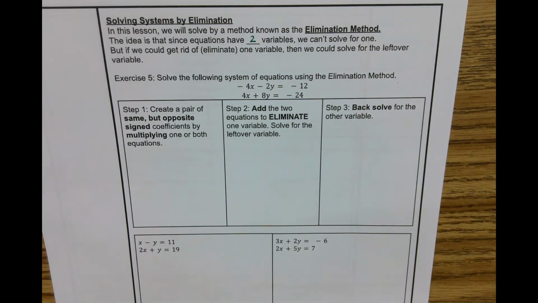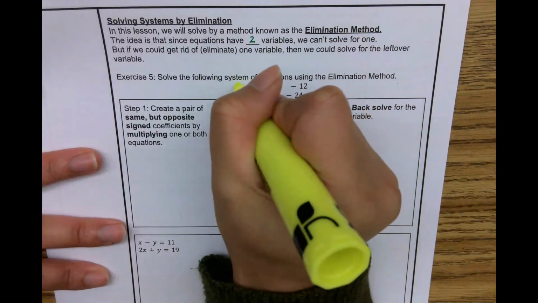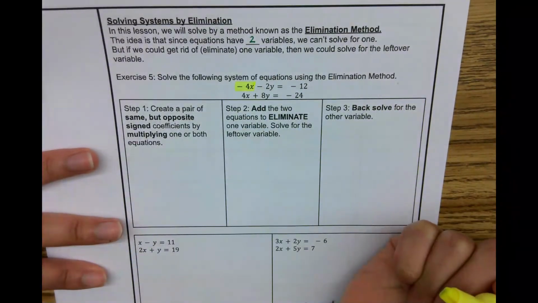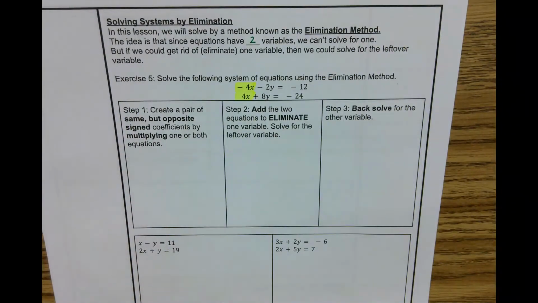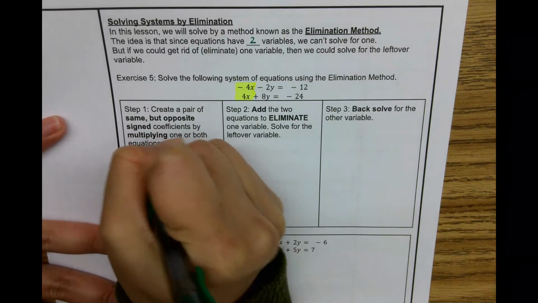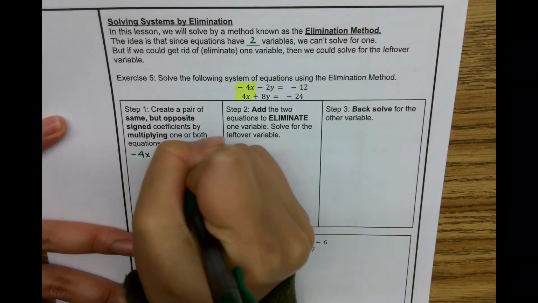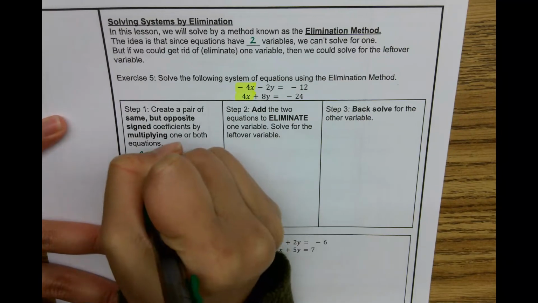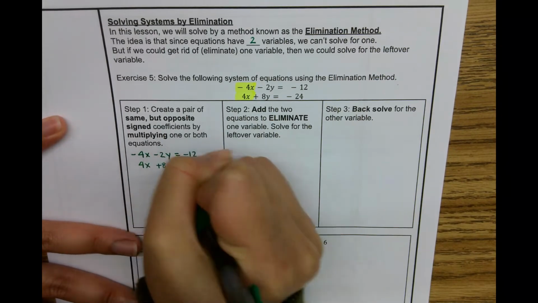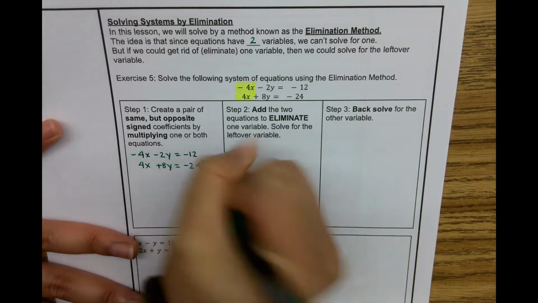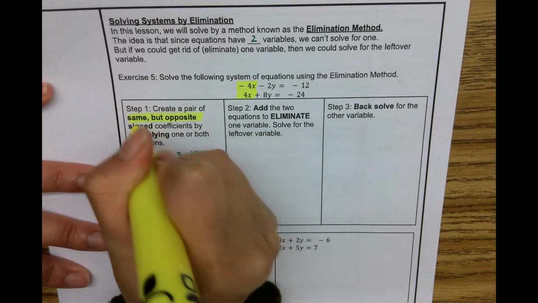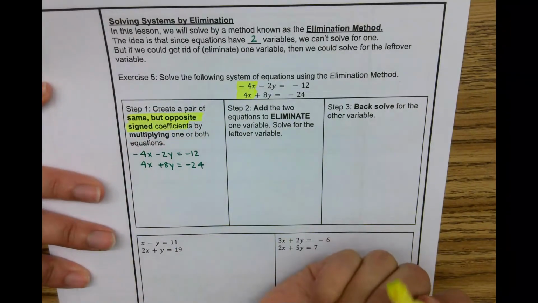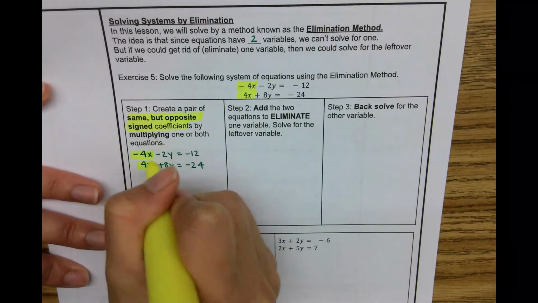And so we see that for x, right? For my first equation, I have a negative 4x here. And then in the other equation, it's the opposite. Instead of negative 4x, it's a positive 4x. Okay? So I'm just going to write my two equations here. So it just so happens that with my first system, I already have my same but opposite signed coefficients for x, right? So here I have negative 4x and positive 4x.